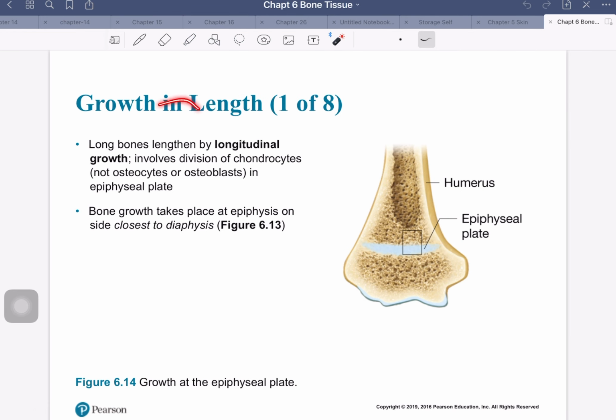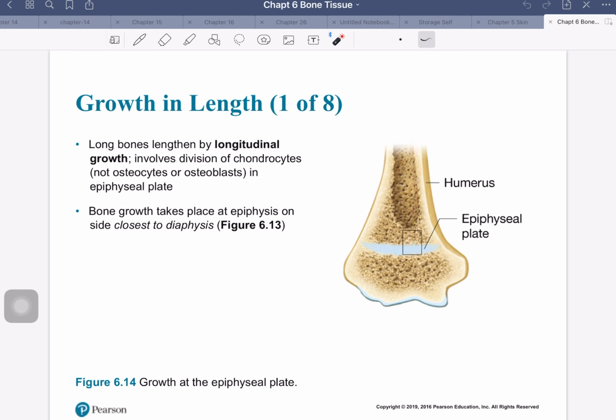So long bones lengthen by longitudinal growth. So they're going to get longer this way. Now there is another process that happens in terms of width, and it makes sense because if all we did was make them long, they would be very skinny and very prone to breaking. But we're really going to focus in on the process that causes the bones to grow in length.